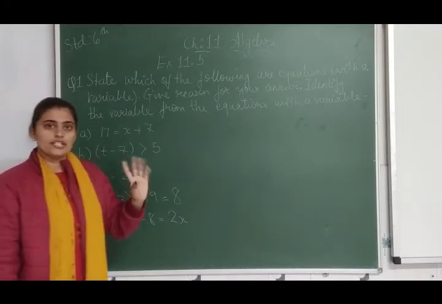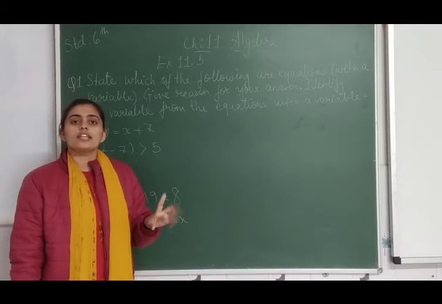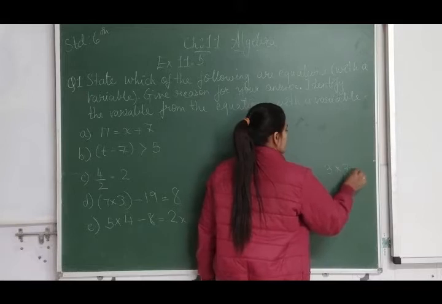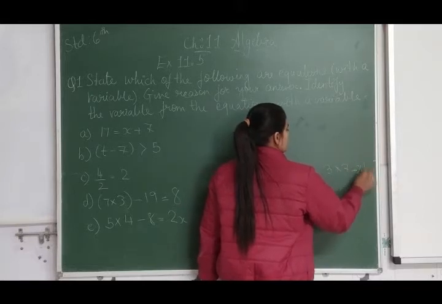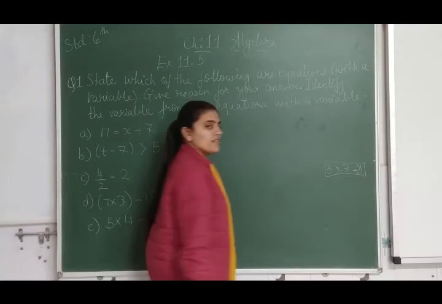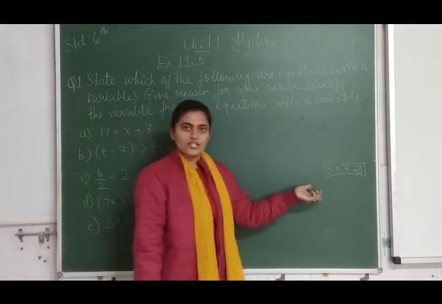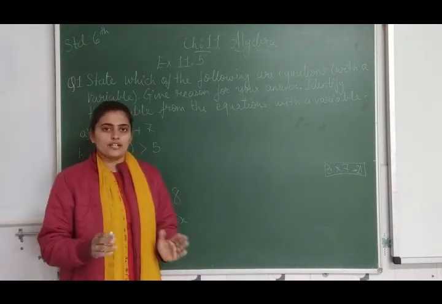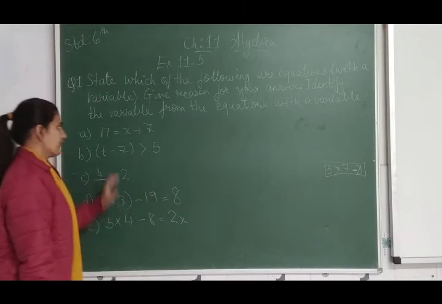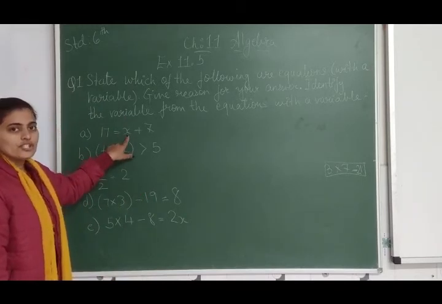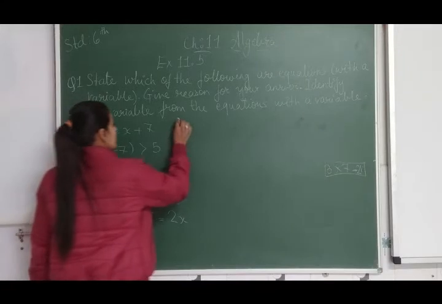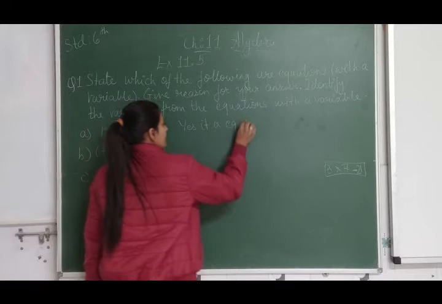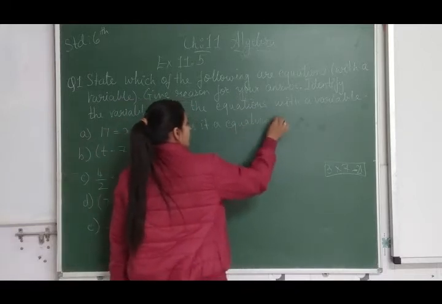Is it an equation? Yes, it is an equation, whether it has a variable or not. Because 3 multiplied by 7 is equal to 21, this is also an equation, but it is an arithmetic equation. It does not have any variable over here, and here we are talking about algebra, so we want an algebraic equation. Here you can see x, which is a variable. So what will be the answer? Yes, it is an equation with variable x.